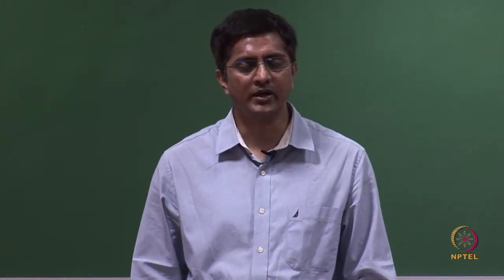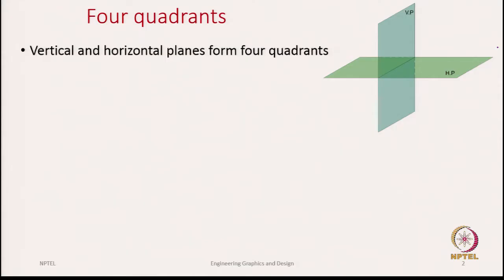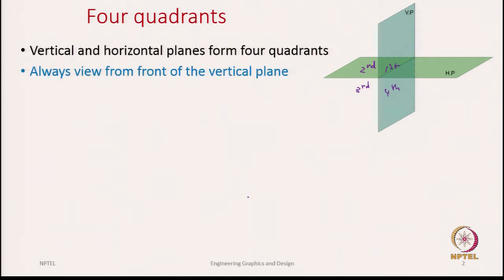Now, if we look at the horizontal and the vertical plane, we know they divide the space into 4 quadrants, which we call the first quadrant, second quadrant, third quadrant and the fourth quadrant. There are two important principles about where the observer should be looking from to capture the front view and the top view. The first rule says to always view from the front of the vertical plane.